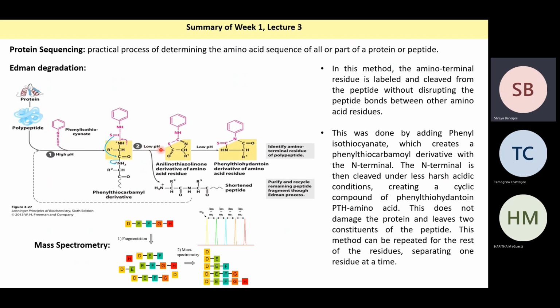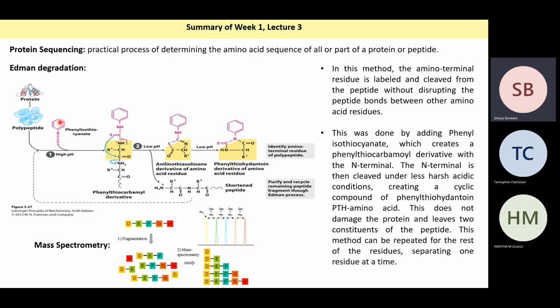Then at acidic pH, this sulfur will attack the carbonyl and the rest of the amino acid peptide will be released, but the N-terminal amino acid will remain with this phenyl isothiocyanate, and it will form a 5-membered ring. This is called an anilinothiazolinone derivative of the amino acid. So the N-terminal amino acid is getting cleaved away to form this 5-membered ring, and the rest of the peptide remains as it is. Again, at low pH, this 5-membered ring rearranges to form a phenyl thiohydantoin derivative.